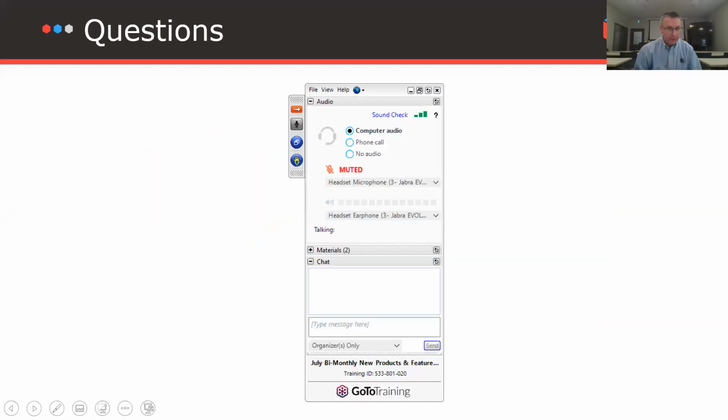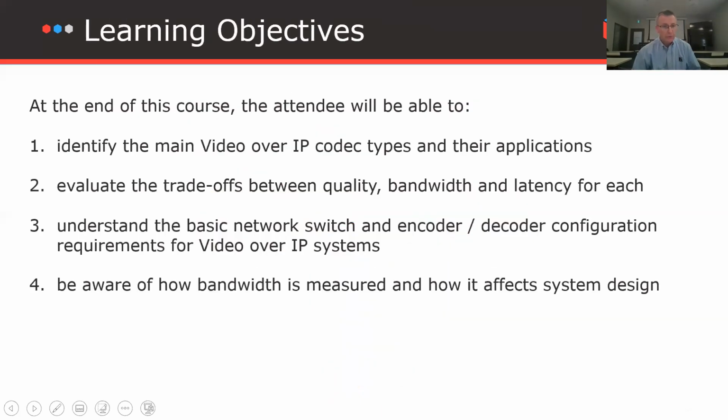We've already talked about how you can ask questions and about the AVIXA RUs, so we can start with our learning objectives. Hopefully during this course, we all get to learn something. That's the purpose of being here. We really have 4 learning objectives for this particular course. Number 1, we want to identify the main video over IP codecs and their applications. We want to evaluate the trade-offs between quality, bandwidth, and latency for each of those. And as we'll learn, there's always a trade-off between the codec you choose between those 3 things.